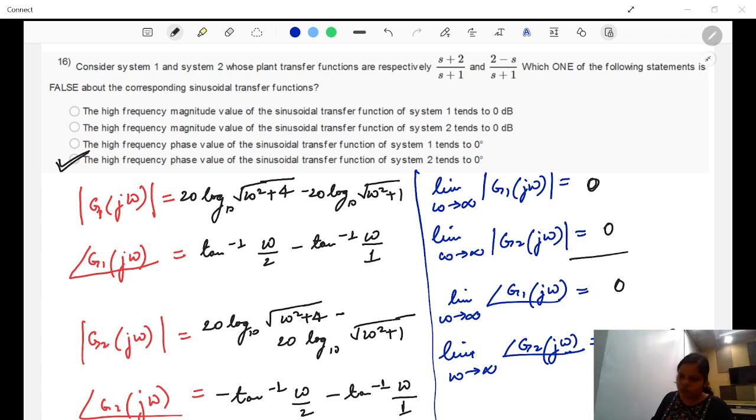So in the next class, we'll see more intense questions related to Bode plots, and we'll also see the Nyquist plot and the Nyquist stability criterion.